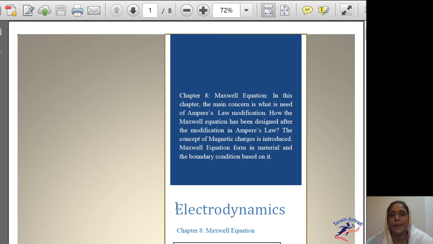Chapter number 8, Maxwell Equation. In this chapter, the main concern is what is the need for Ampere's law to get modified, how Maxwell modified or redesigned Ampere's law, the concept of magnetic charges, and the Maxwell equation in the material and the boundary condition based on the Maxwell equation.